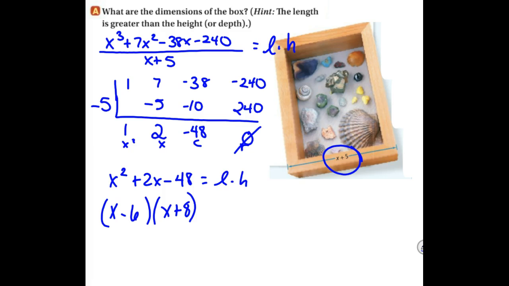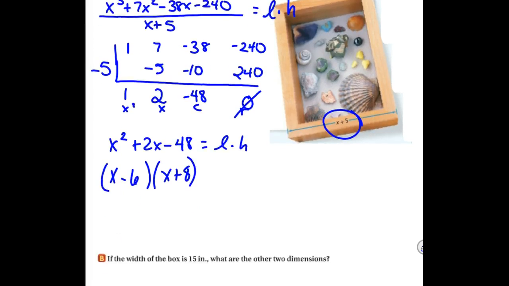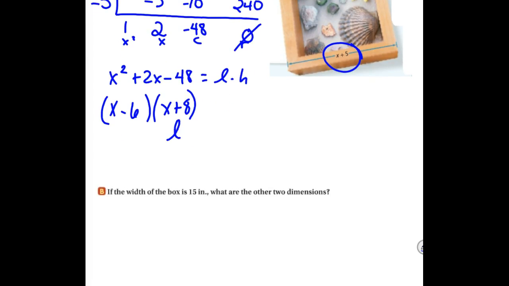Okay. Now, part of the question, it did say that they want the length to be bigger than the height. So if I had to define each of these pieces, this would be my length and this would be my height. Okay? And this was my width over here, the x plus 5. So I have found all the dimensions.